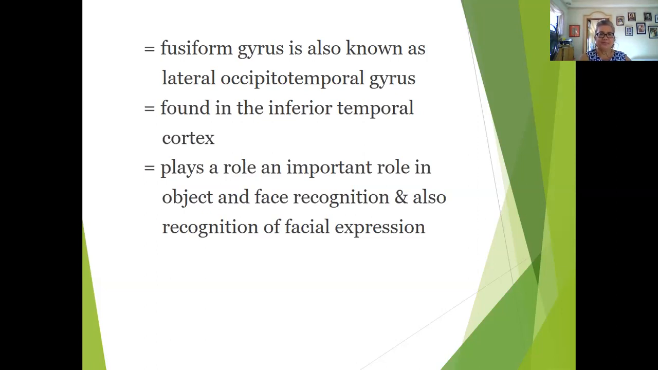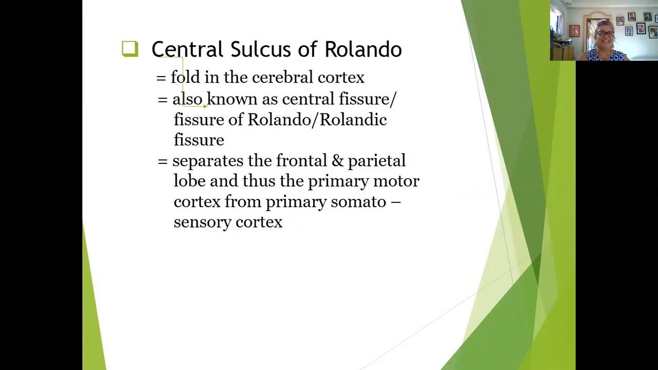Sometimes somebody will approach you and say, hey, do you recognize me? And you happen to forget that face. You happen to be disconnected with the face and the name. You can say, oh, I'm sorry, but my fusiform gyrus is not working. And it will make you look like a medical student, because this will make your friends say, what are you talking about?